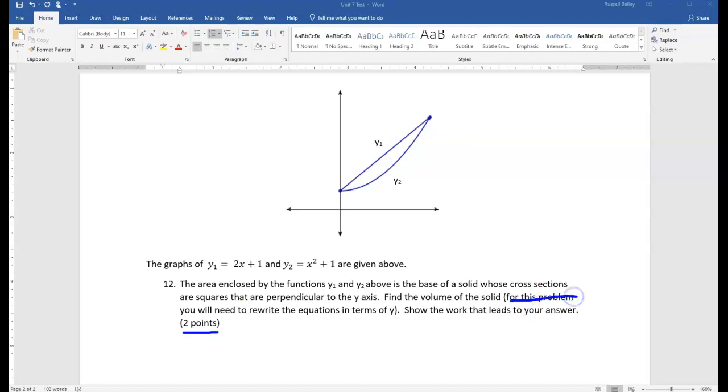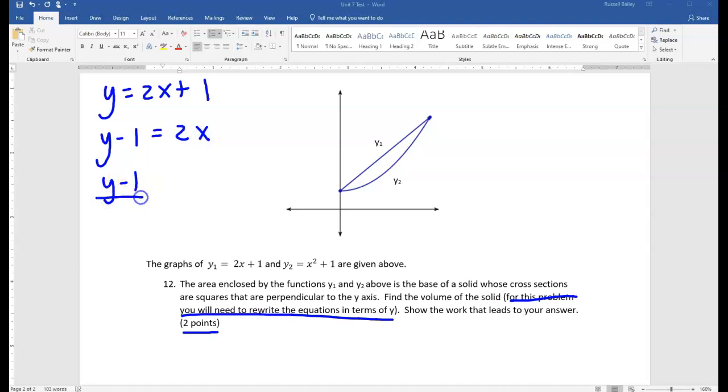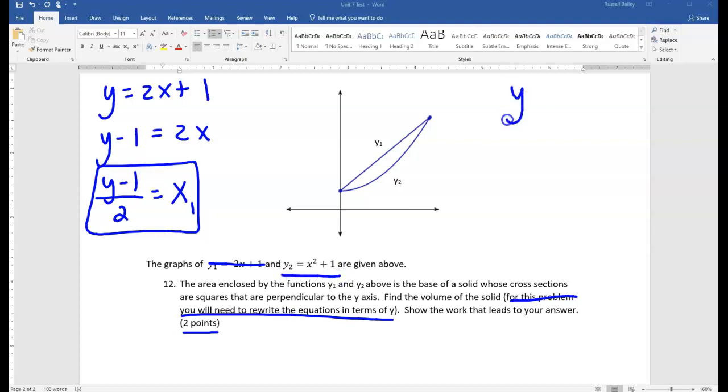So for this problem, you need to rewrite the equations to be in terms of y. So instead of using y equals 2x plus 1, we're going to minus 1 on both sides, and then we're going to divide by 2. And I'm going to use this equation instead of this equation now. And I'll call that one x1. Same thing for this guy.